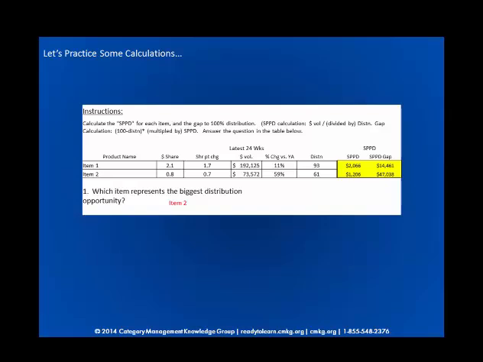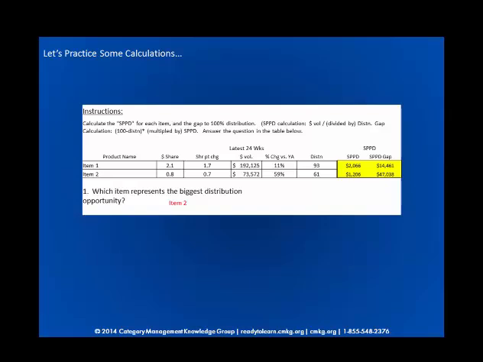But based on that current 2.1% dollar share and the distribution that we have of 93 points, the calculation is the dollar volume, 192,000-ish, divided by 93 points of distribution, which gives us an SPPD number of just over 2,000. And then as we look at the second item that I've chosen here for comparison, it has lower dollar volume, so it's at a 0.8 share. So the dollar volume is at just over 73,000, but it has 61 points of distribution.